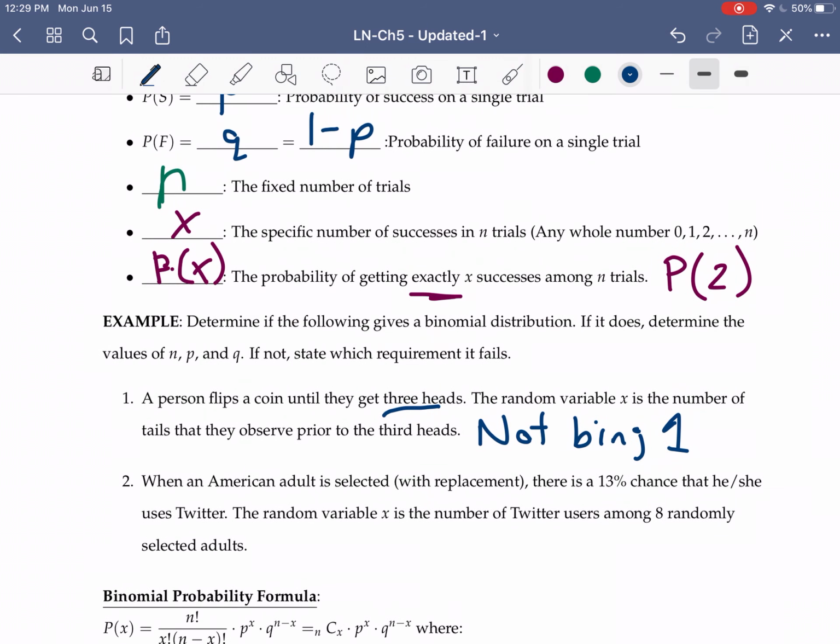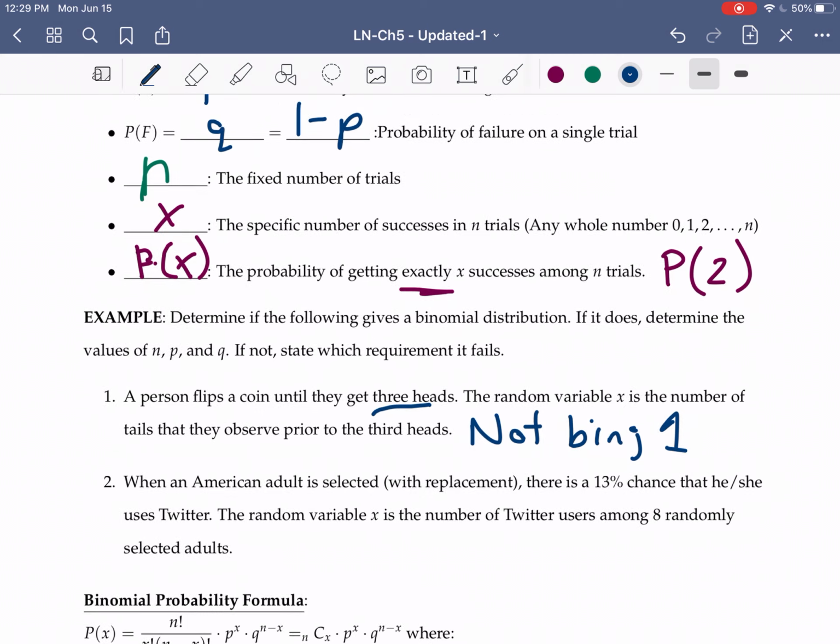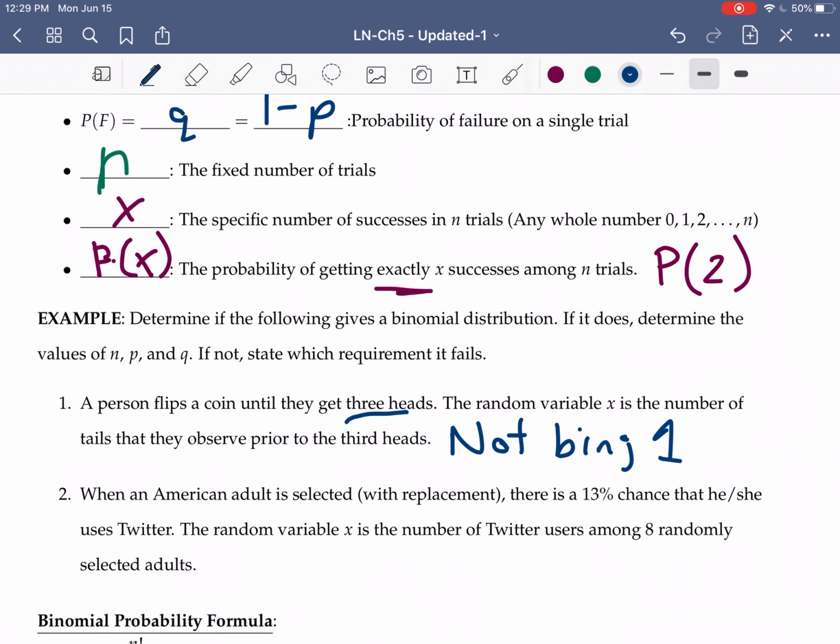Our next example is this. When an American adult is selected with replacement, so we're going to choose a randomly selected American adult, ask them a question, put them back, and it's possible we will select them again, there's a 13% chance that he or she uses Twitter. The random variable X is the number of Twitter users among 8 randomly selected adults.